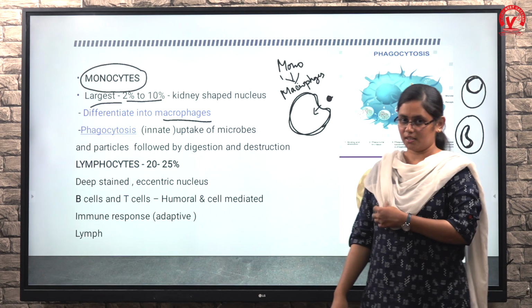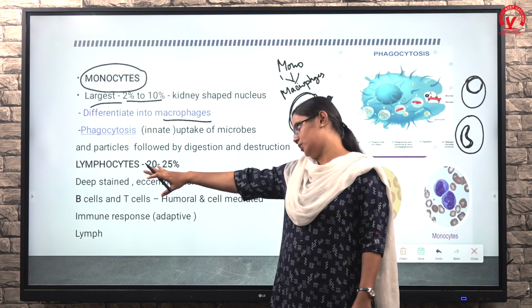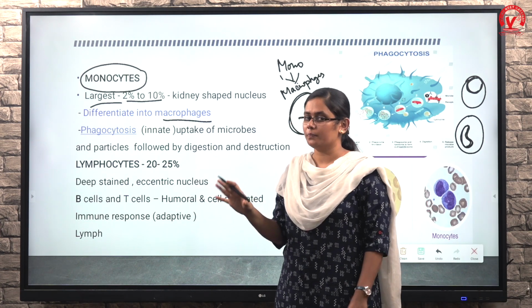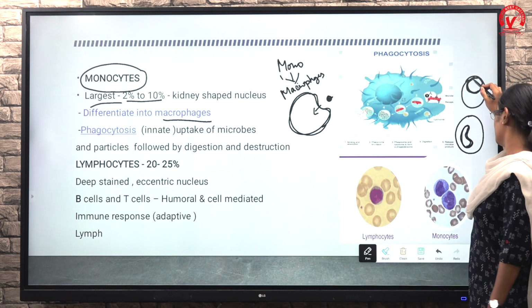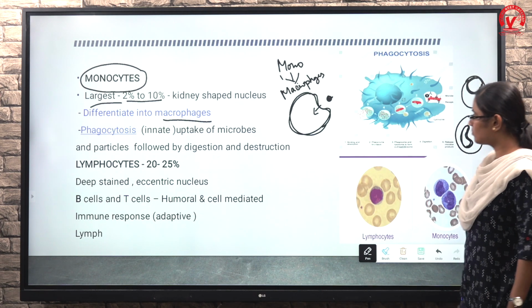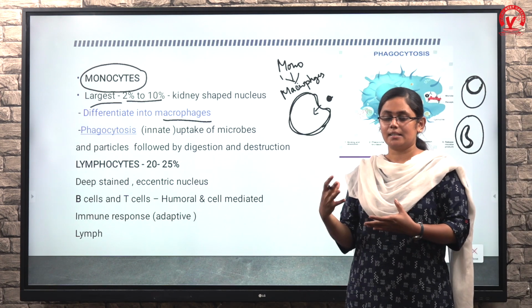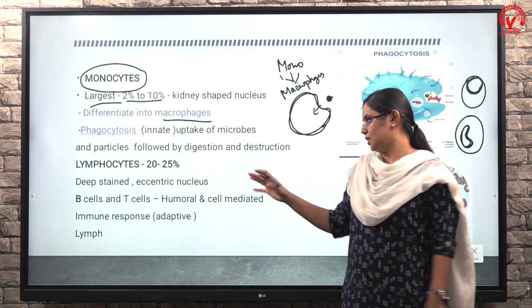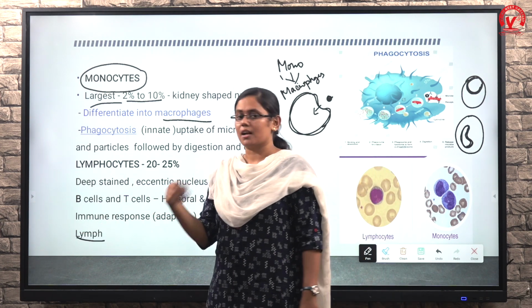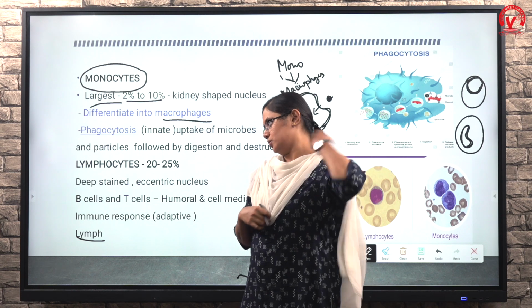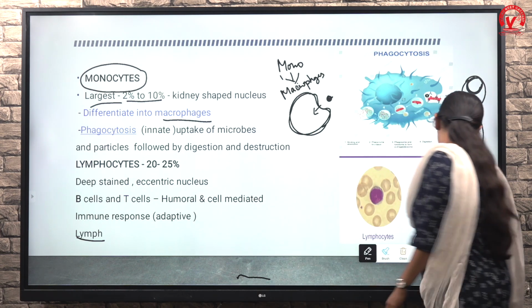Next, lymphocytes. Lymphocytes contribute about 20 to 25% of the blood volume, and as you already saw, the difference between monocytes and lymphocytes is the nucleus will be eccentric. Lymphocytes will be discussed in detail in the lymphatic system because the majority of the lymphocytes are present in lymph. Lymph is another body fluid like blood.